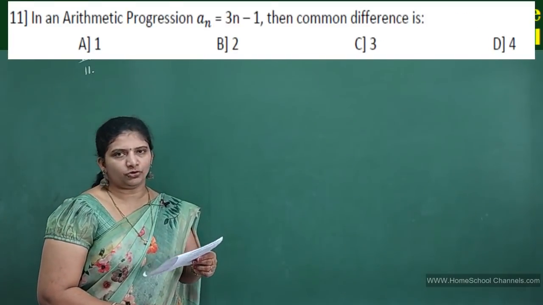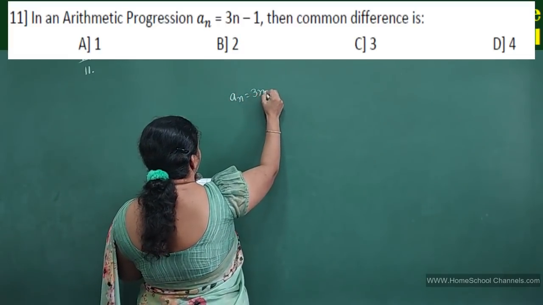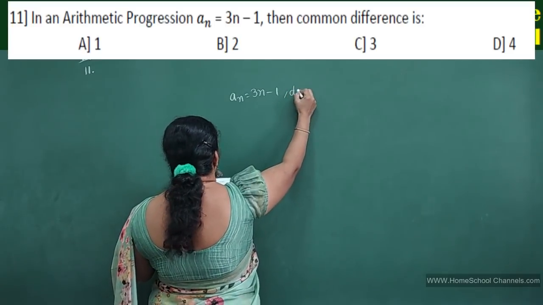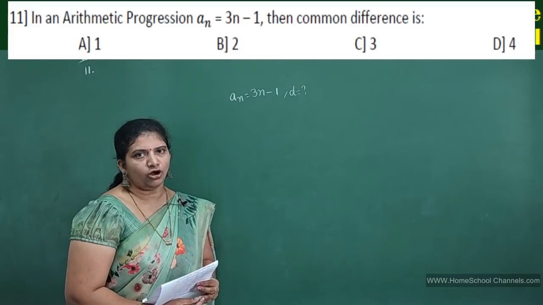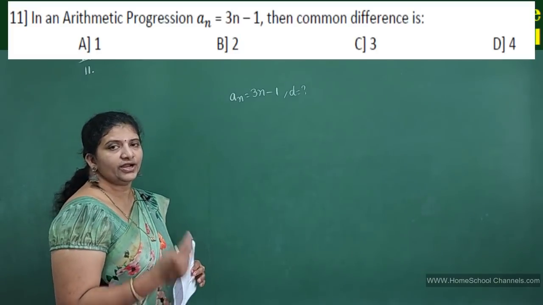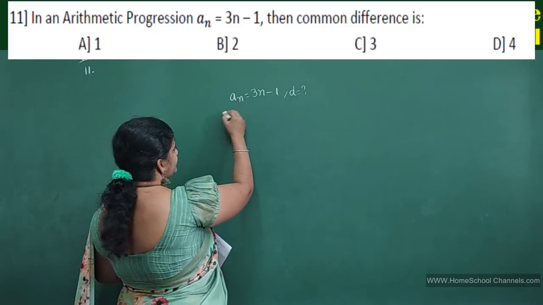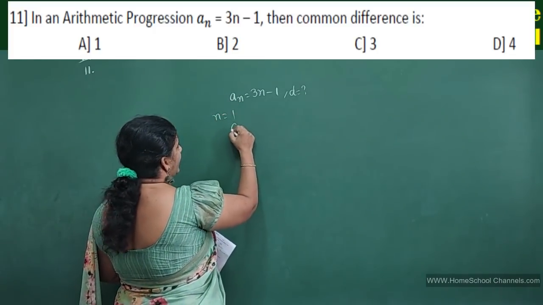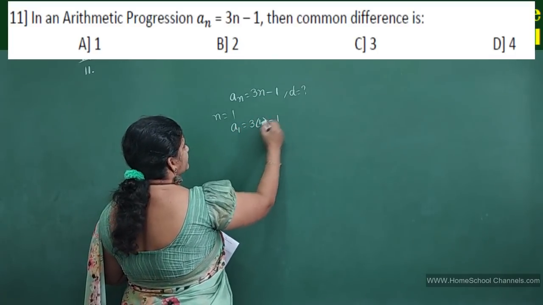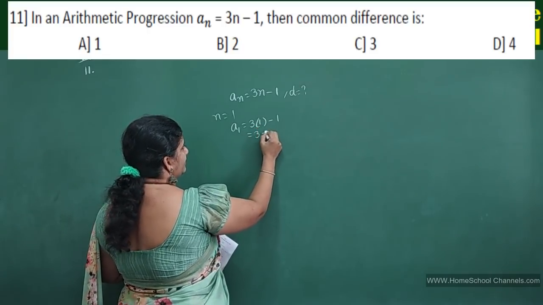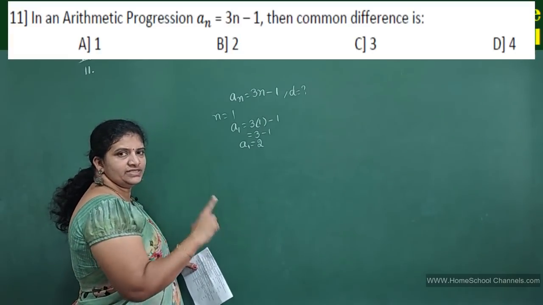11th problem. In an arithmetic progression, an is equal to 3n minus 1. Find the common difference. We know the nth term and we need to calculate the common difference. At that time, try to find two terms, and then the difference is the common difference. So let us substitute n is equal to 1. a1 is equal to 3 into 1 minus 1. 3 ones are 3, 3 minus 1 will be 2. The first term value is 2.